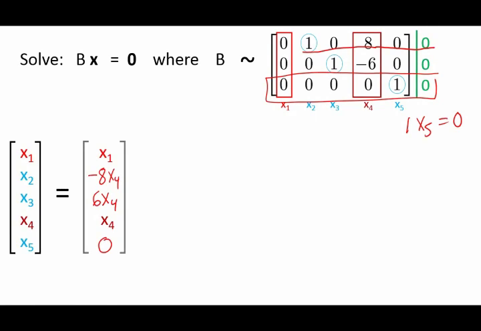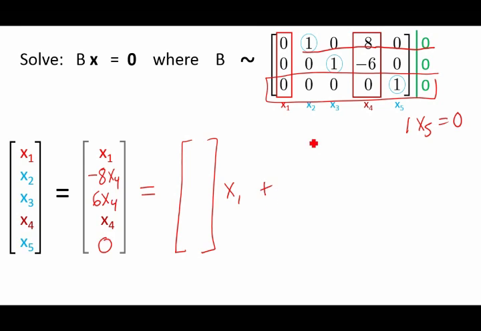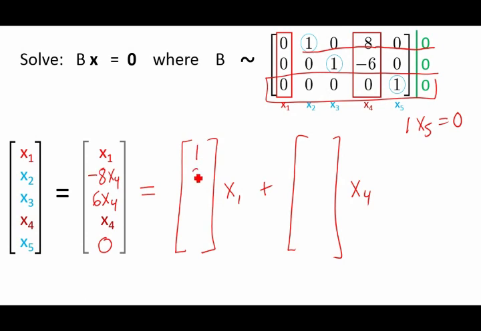I now need to factor out my x1 and my x4. So I will have a vector that I'll multiply by x1 when I factor that out, and a vector for when I factor out x4. For my x1 term, I've got in my first row 1x1, no x1s in any of the other rows for this matrix right here. It's just the 1x1 right here.